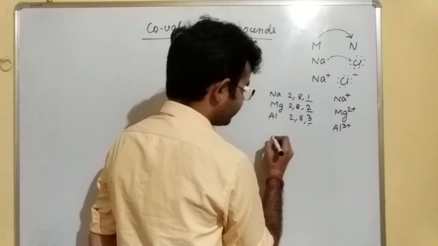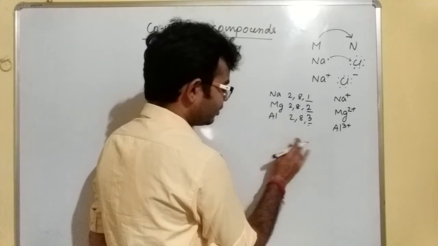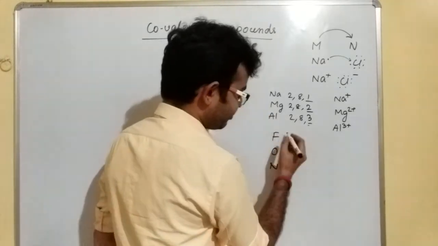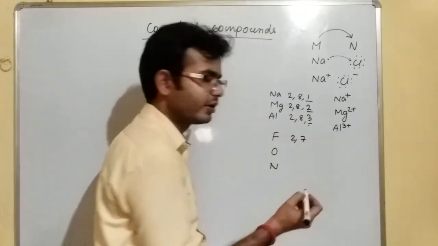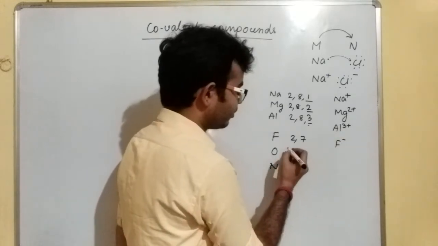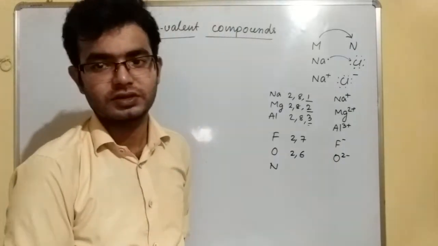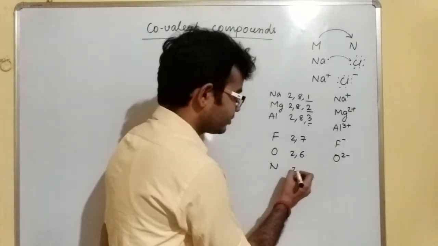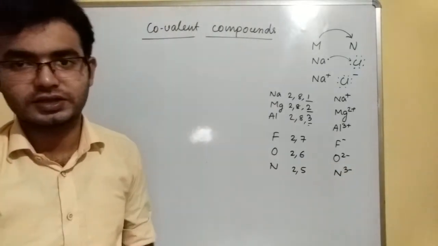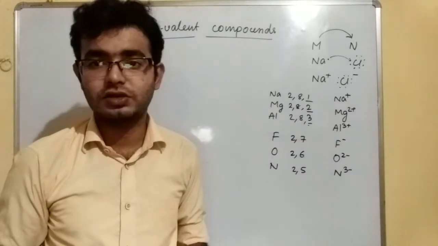And if we take the examples of fluorine, oxygen, nitrogen. Fluorine, atomic number 9, electronic configuration 2,7, will accept 1 electron to form F minus. Oxygen, electronic configuration 2,6, will gain 2 electrons and form O2 minus. Nitrogen, electronic configuration 2,5, can gain 3 electrons to form N3 minus. Thus they can form negative ions. Now these positive and negative ions attract each other to form the ionic compound.